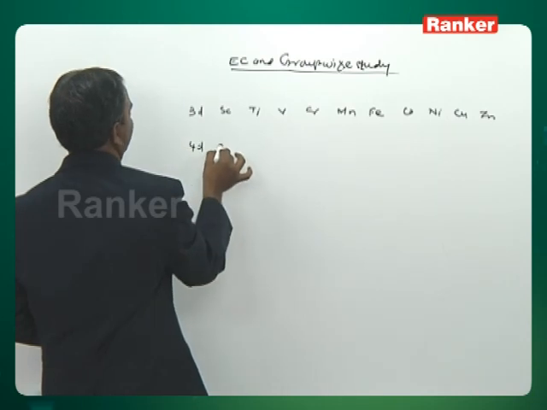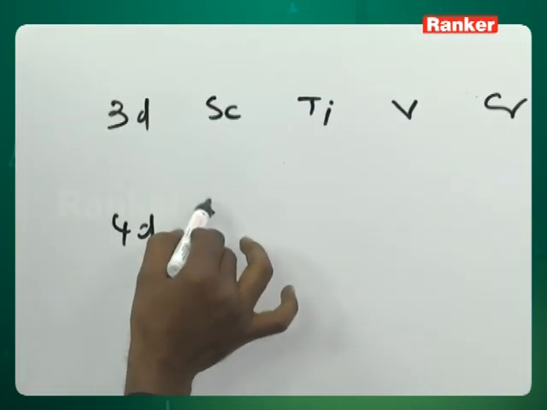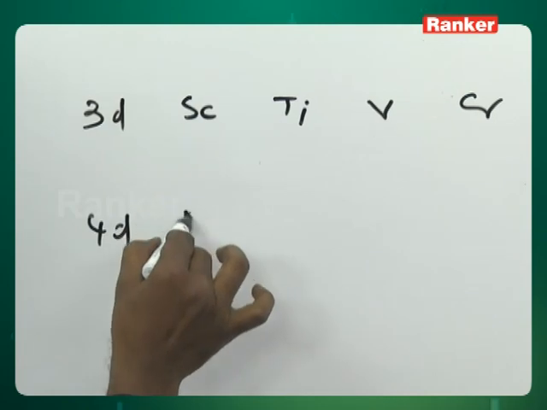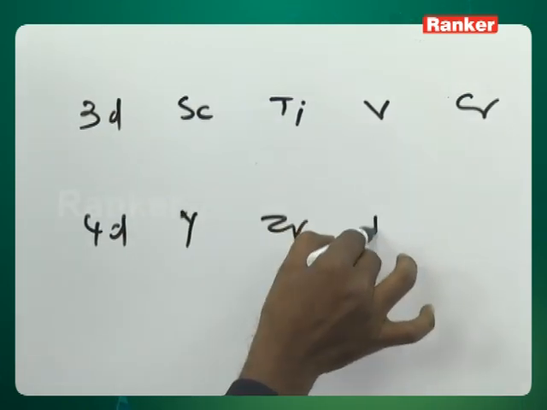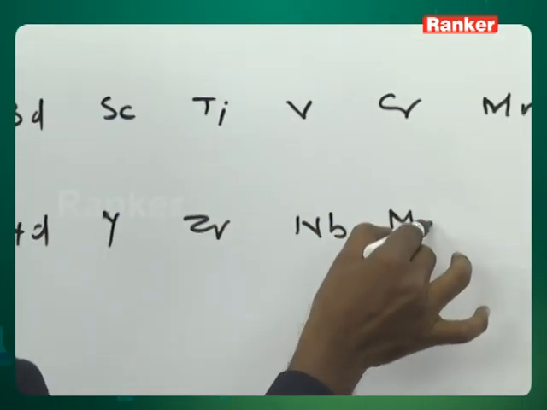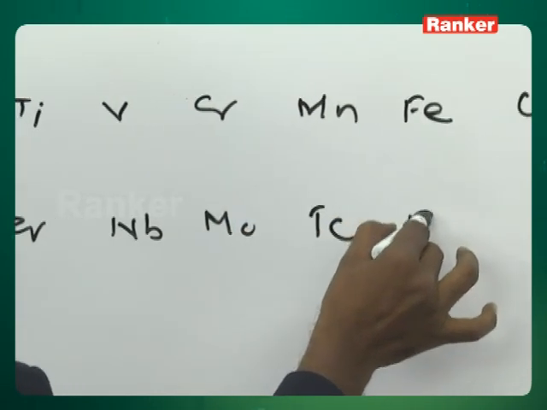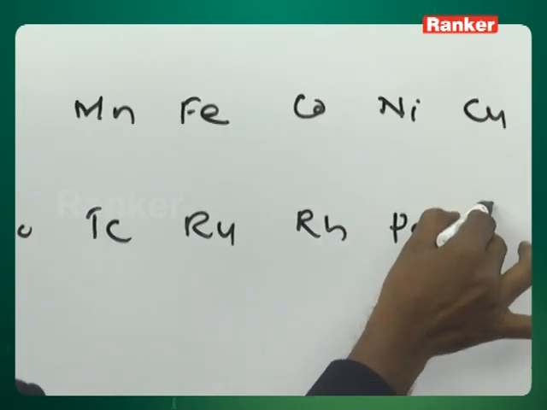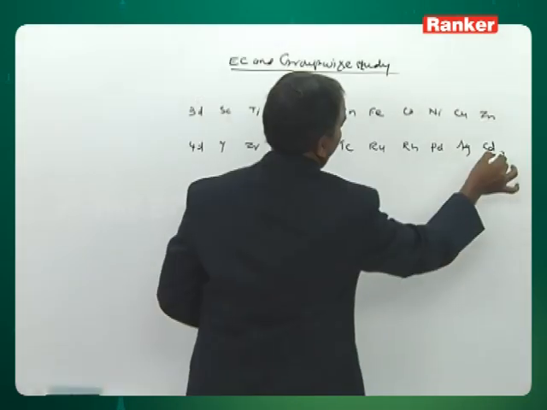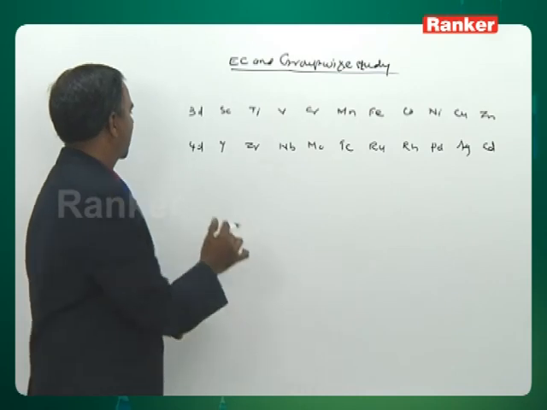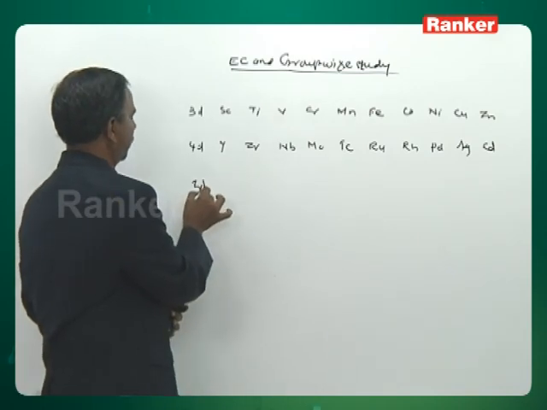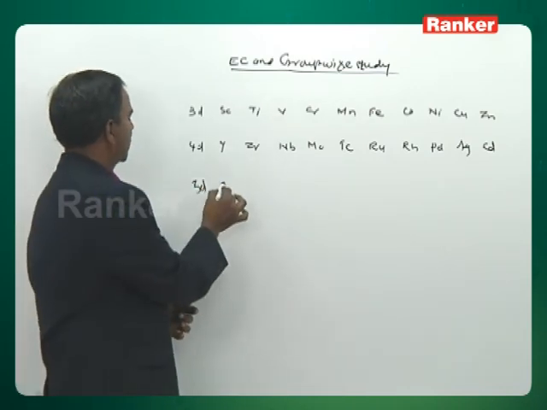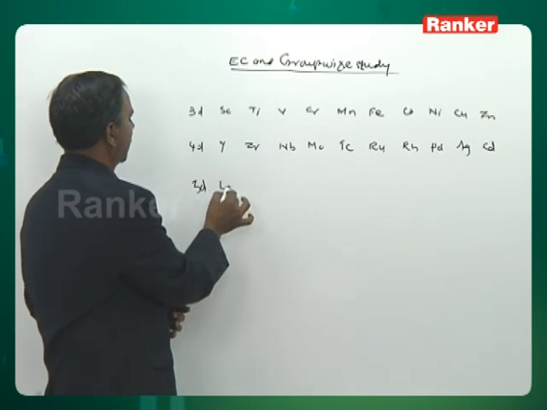Next, 4D series. Let us consider here: yttrium, zirconium, niobium, molybdenum, technetium, ruthenium, rhodium, palladium, silver and cadmium. Next, let me say 5D series of elements.